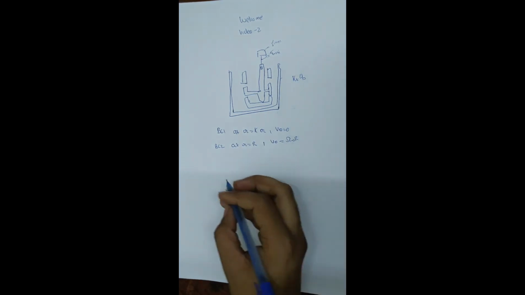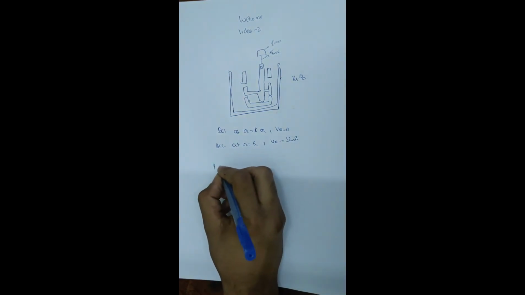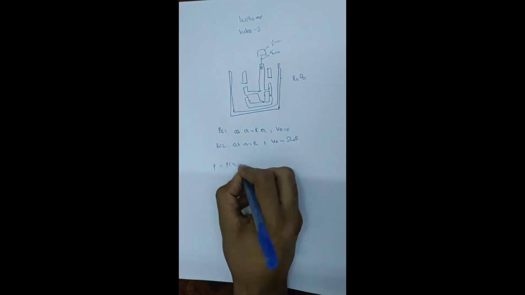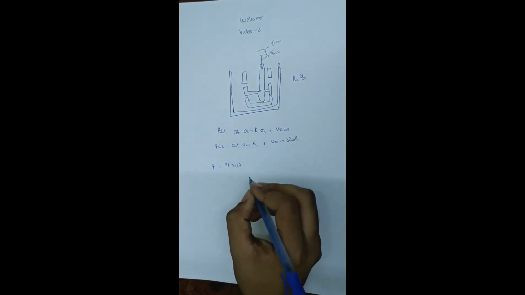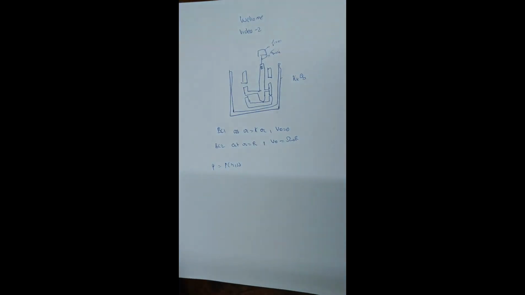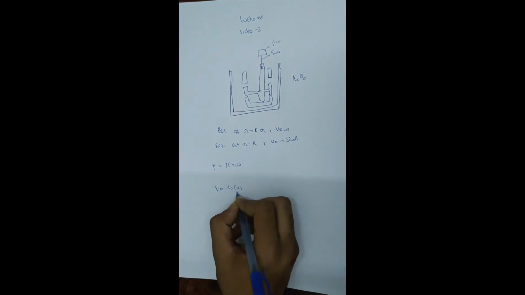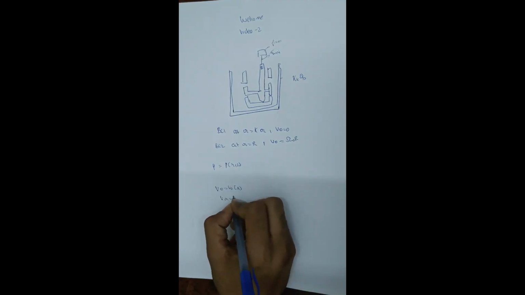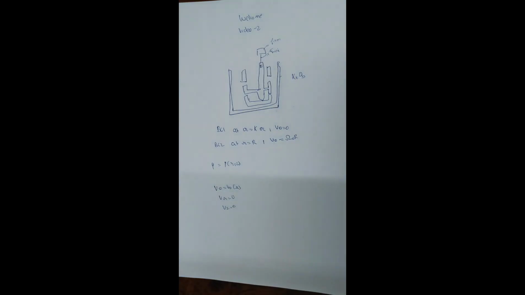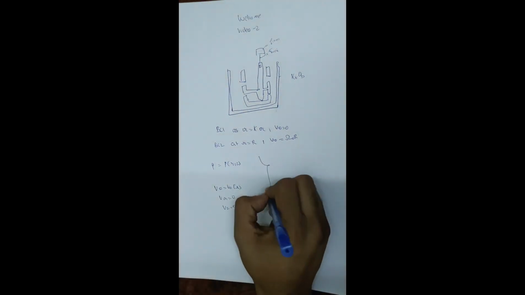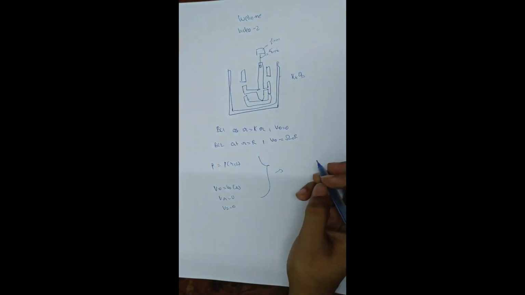We also know that pressure will be a function of r and z. For the velocity profile, v theta is going to be a function of r, and vr is equal to 0 and vz is equal to 0. Now, using this information, we are going to deduce our Navier-Stokes equation.